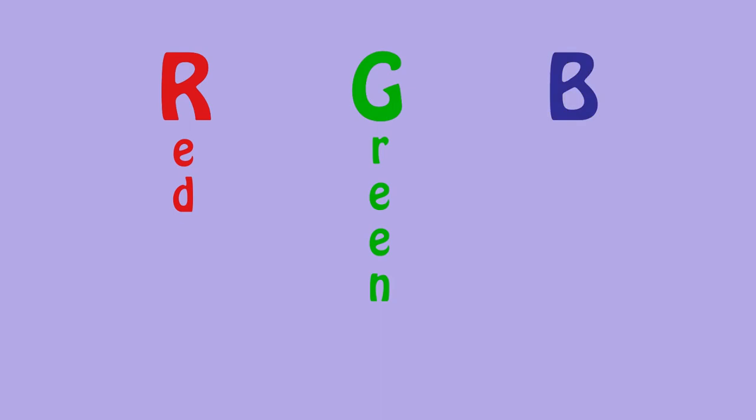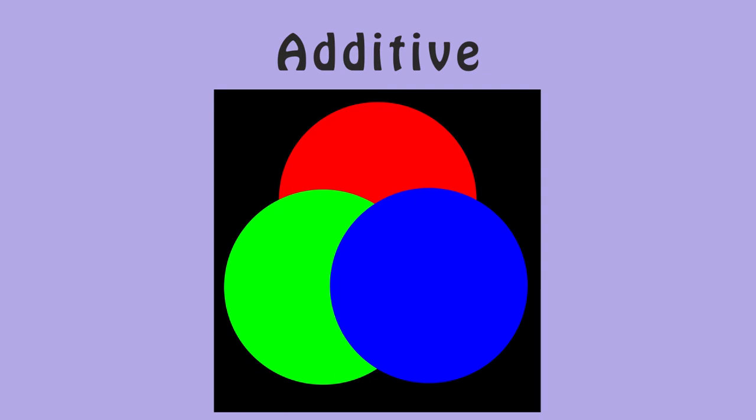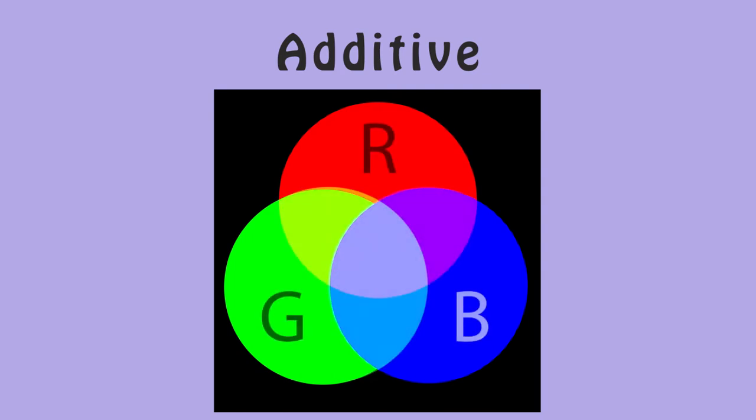So RGB stands for red, green, and blue, which are the primary colors of light. RGB is an additive color mode. This means that we start off with black, and then by mixing RGB colored light at varying amounts, we can create certain colors. Adding all three together at equal intensity makes white.